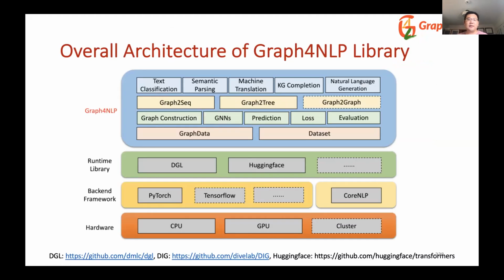So this is the overall architecture of our library. You can see here that we support CPU and GPU in terms of hardware. In terms of backend framework, currently we support PyTorch. The TensorFlow variant is on the way. For the runtime library, we are using DGL and Hugging Face. The reason we chose DGL is its high running efficiency for large graphs. And the core part is our Graph4NLP library.